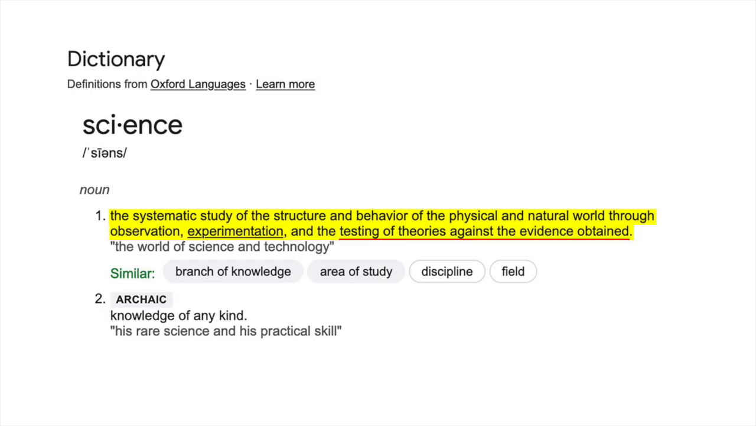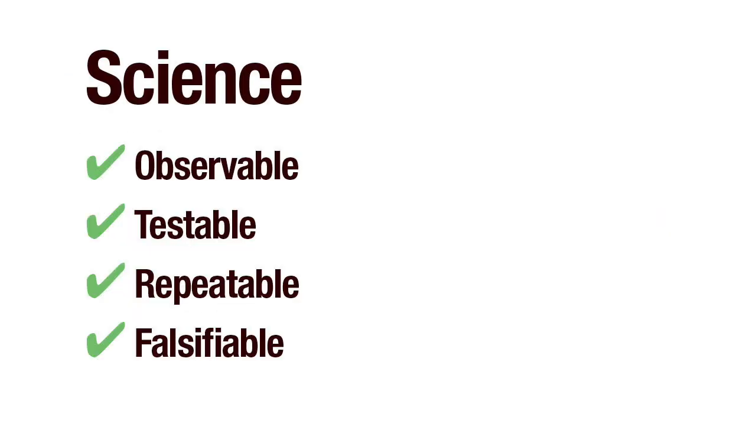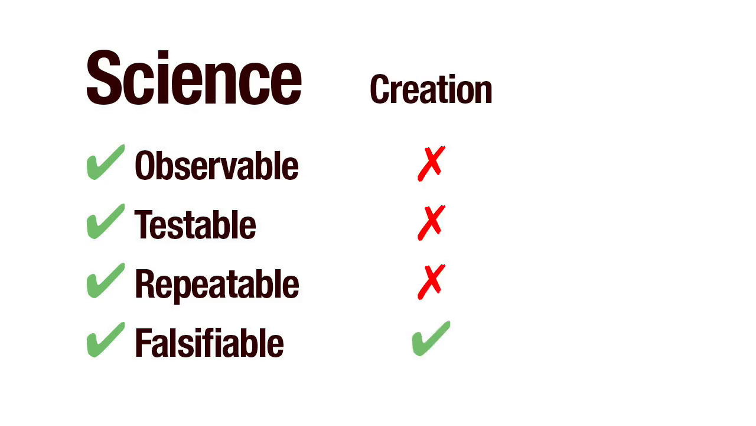And this from the Oxford Dictionary. It's the testing of theories against evidence obtained, and that's what we want to concentrate on. Because science is supposed to be observable, testable, repeatable, and falsifiable. Now, creationists are honest enough to admit that creation is not observable. It happened in the past. Therefore, it's not testable. It's certainly not repeatable by us humans, but we can look at the data and see if it is falsifiable.